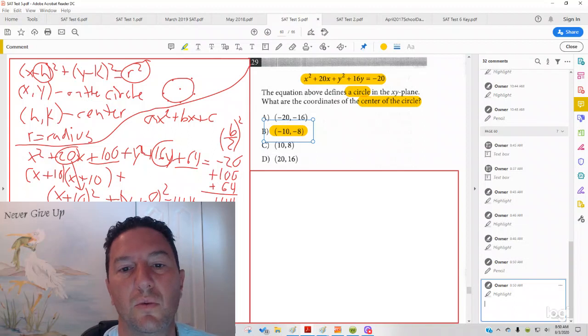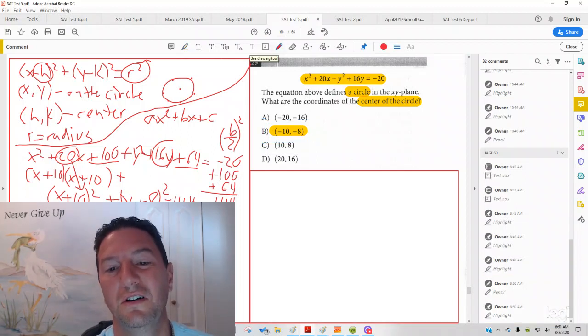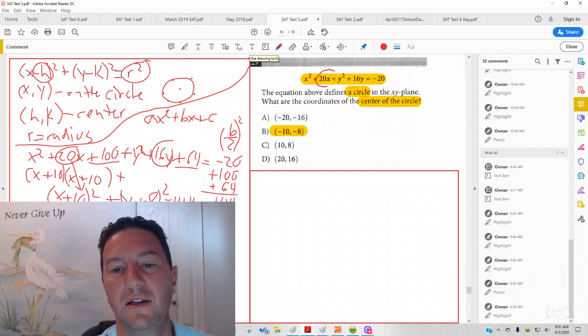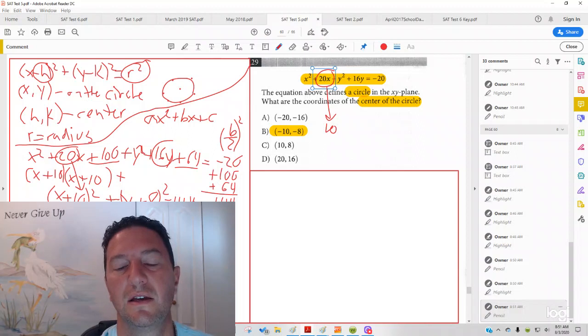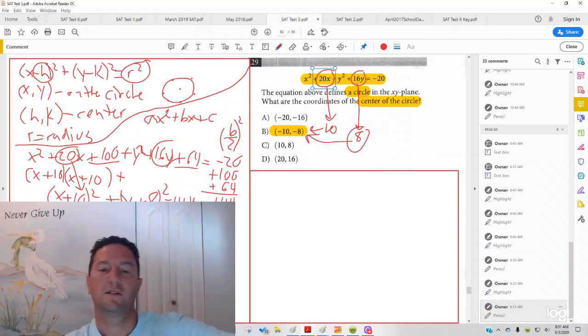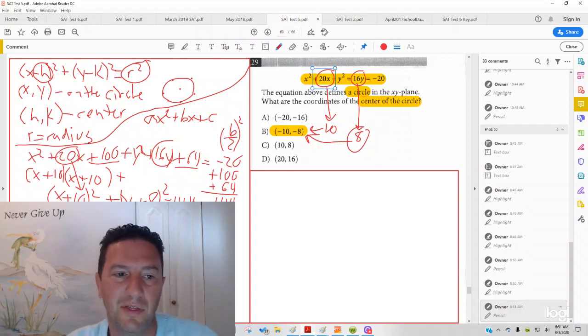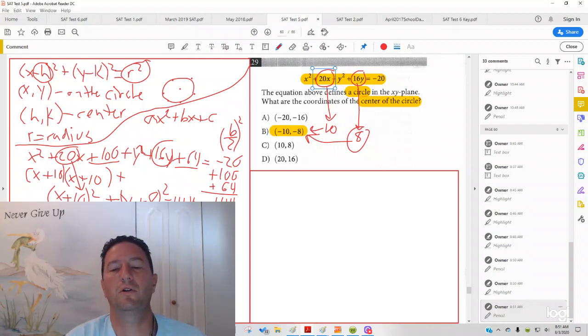Now, what's the shortcut that you really want to know? If you right off the bat, here's your b, take half of it, it's 10. Take the opposite, it's negative 10. What's half of my b? It's 8. If you take half of it and then take the opposite, it's negative 8. So then you can do the circle problem without doing all that work.